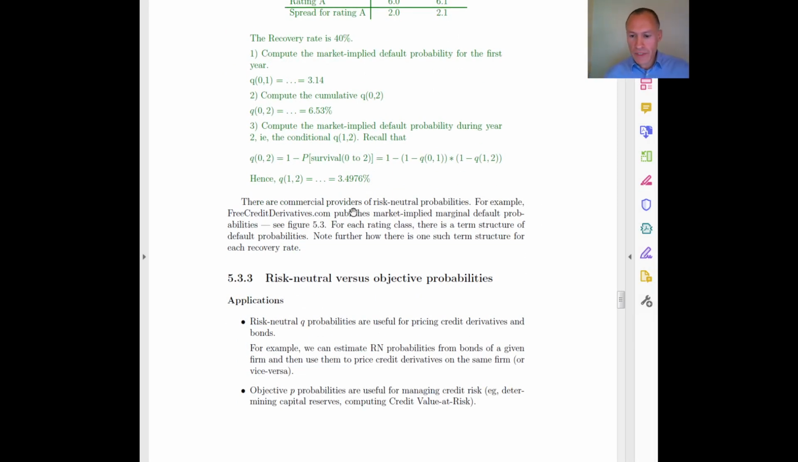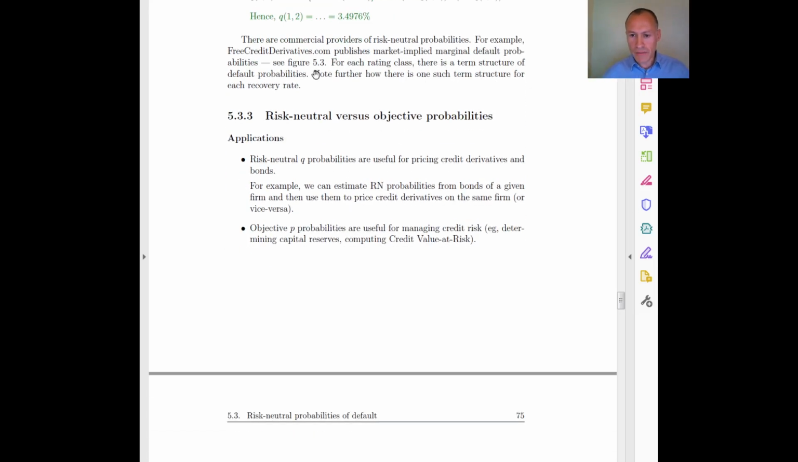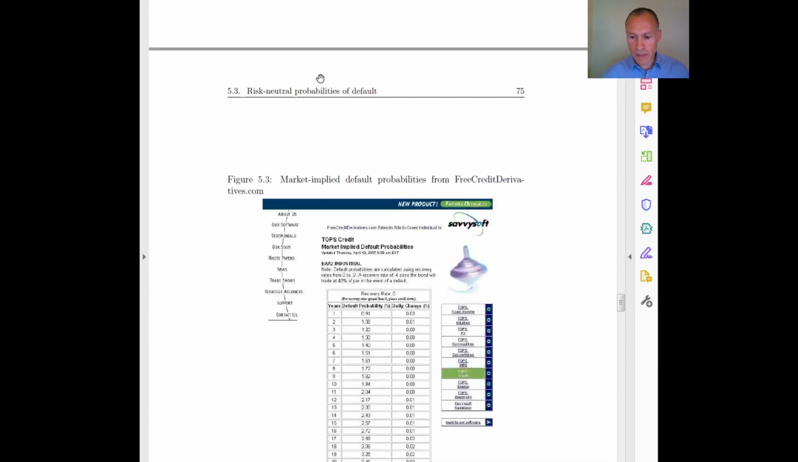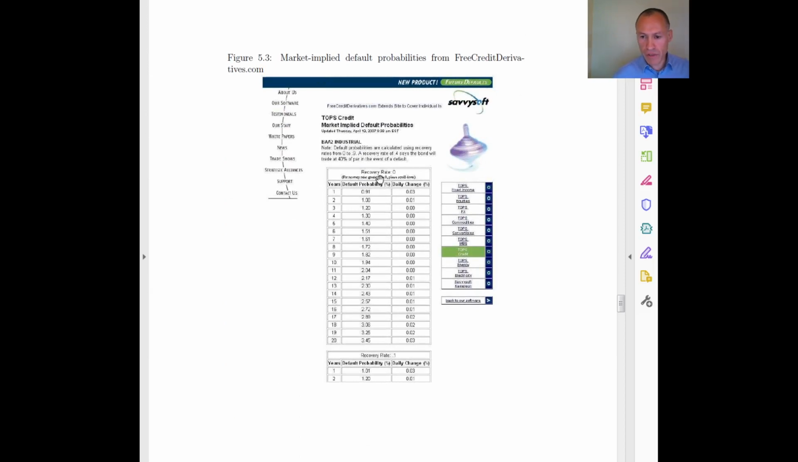There are some sites that show you these probabilities. This is one example. The only point I want to make here is the following. If you look at this, you have a bunch of probabilities. These are probabilities for different years from 1 to 20, the marginal probabilities of defaulting over these years. But what is interesting to note here is that this is computed for a recovery rate of 0.